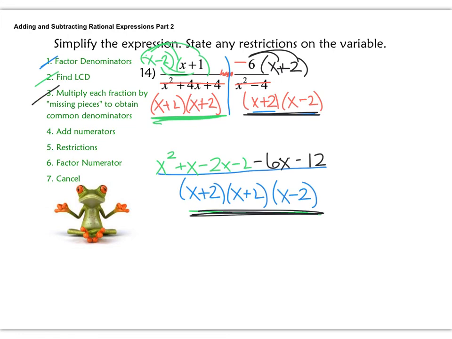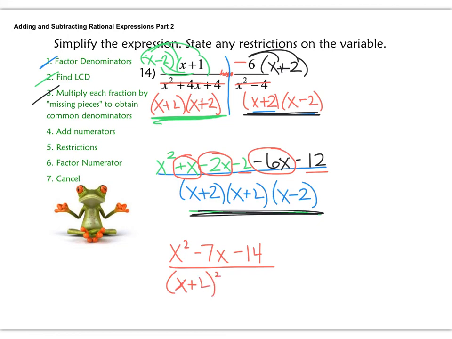Step 4, add my numerator. So we have an x squared. 1x minus 2x is negative 1x. That gives me negative 7x. And then negative 2 minus 12 is negative 14. And over x plus 2, I'm going to be lazy here, squared, because I have 2 of them, and x minus 2. Step 5, what are my restrictions? So from the bottom, I have x, that's going to give me negative 2 and 2. So x cannot be plus or minus 2.